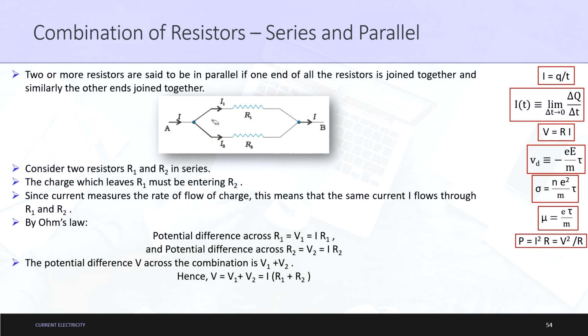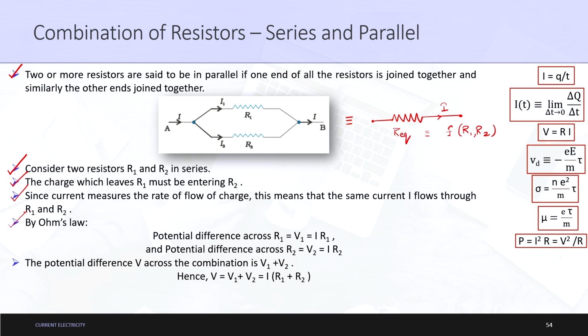Now next, by Ohm's law the potential difference across R1 will be V1, which is equal to IR1. It is the simple formulation of Ohm's law, that is, the potential difference across R1 will be IR1, and similarly the potential difference across R2 will be IR2. So nothing to write here, I will write in the next line.